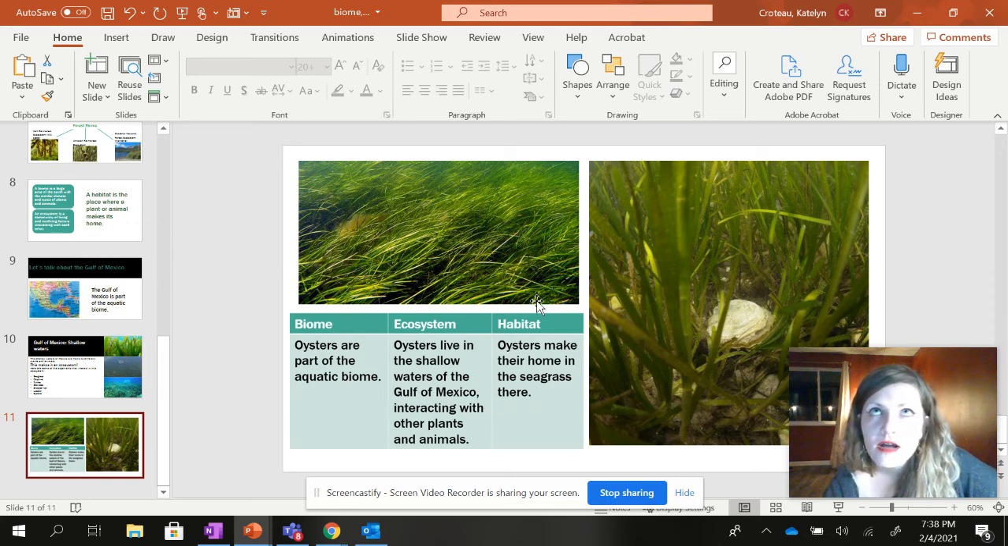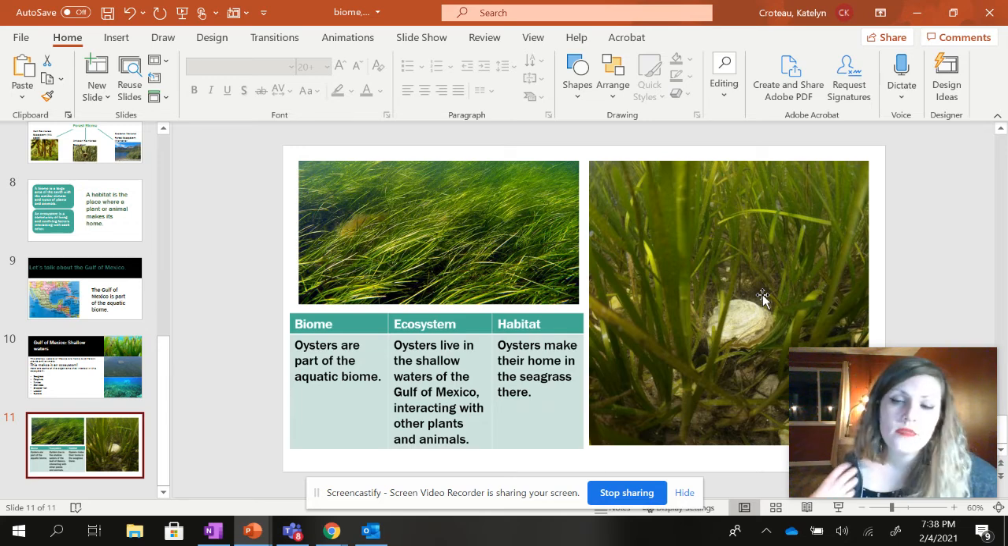So you're thinking, okay, well, I know they're in the water. I know that they live in the Gulf of Mexico, but where in the Gulf of Mexico? So then you're narrowing in even smaller, and they make their home in seagrass. So that's when you're thinking of the specific thing they use as a house, almost. It's the best way I can put it. Okay, so biome, huge. Ecosystem, slightly smaller. Habitat, even smaller. Okay, so it's a little bit of a tricky concept.